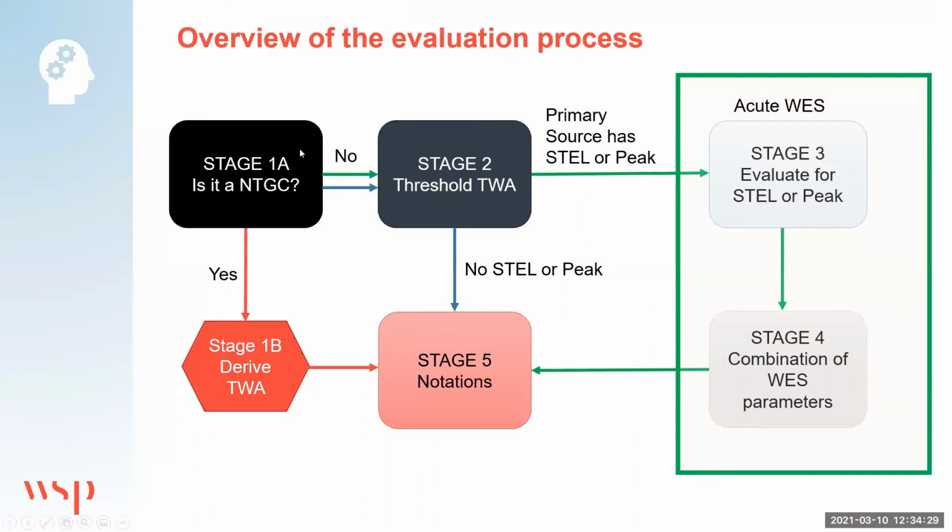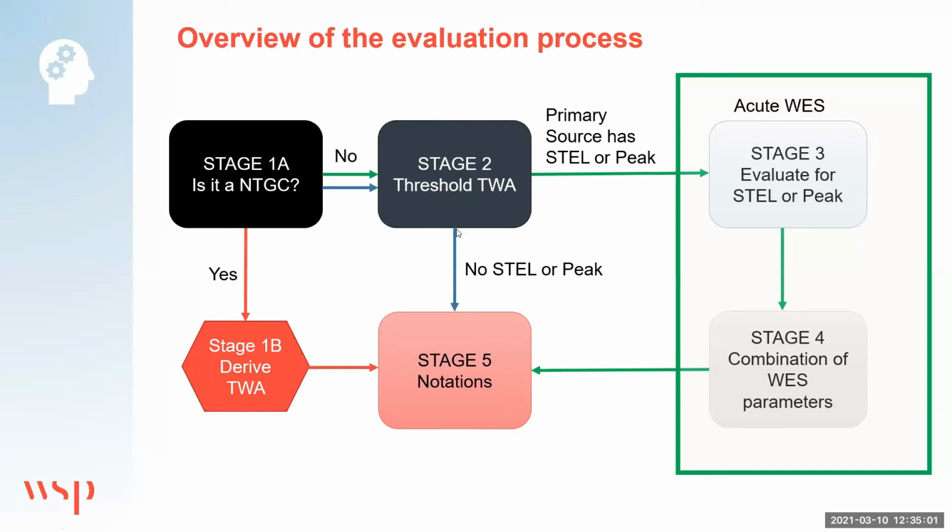So, stage 1 over here. Stage 1 is the assessment of whether the chemical is a non-threshold based genotoxic carcinogen. If it is, we go on and derive the TWA. If not, we move on to stage 2. I just had a pop-up, sorry, I just moved that. So stage 2 was to evaluate or recommend a TWA for non-carcinogens. That's stage 2 here.